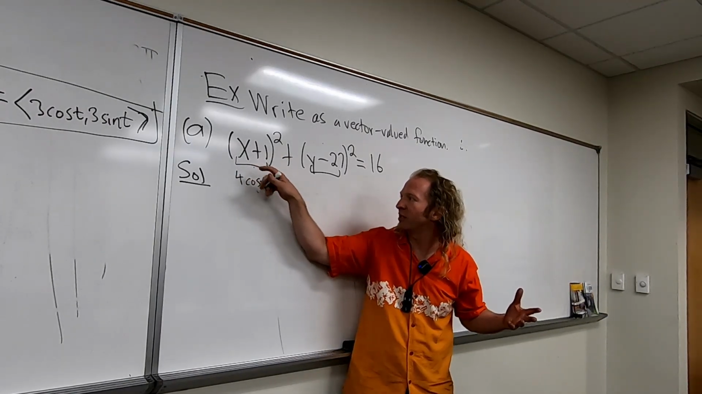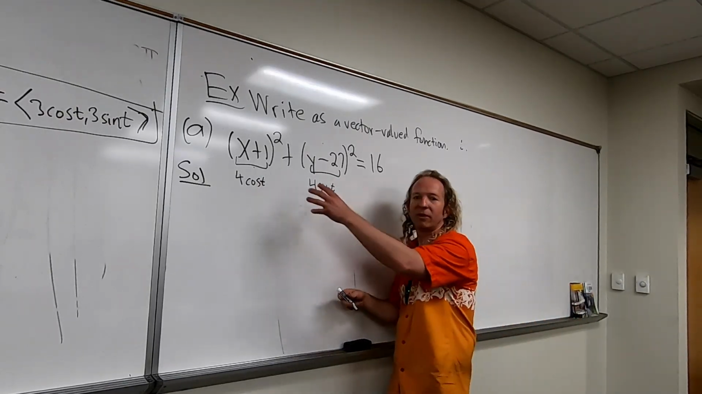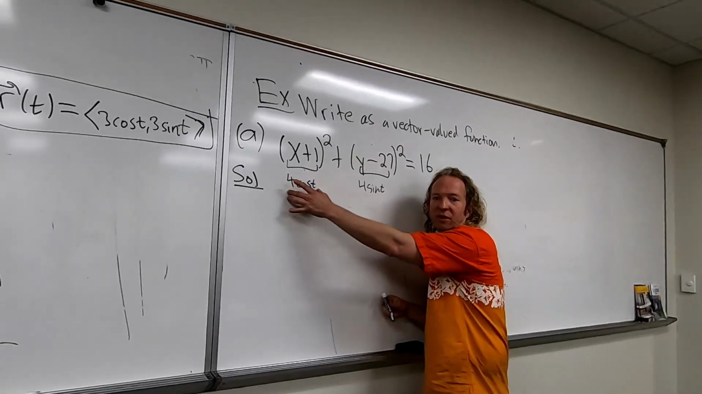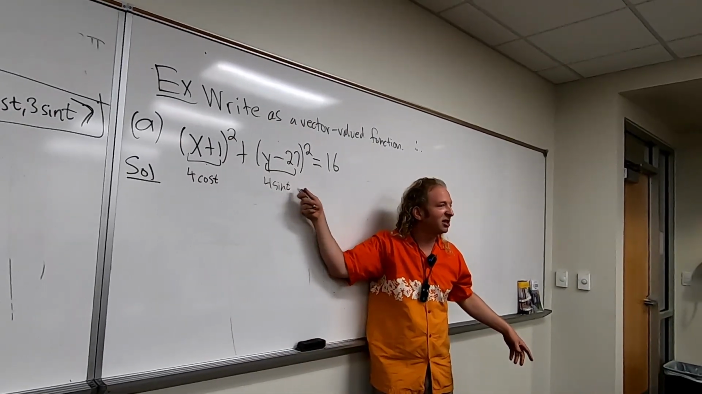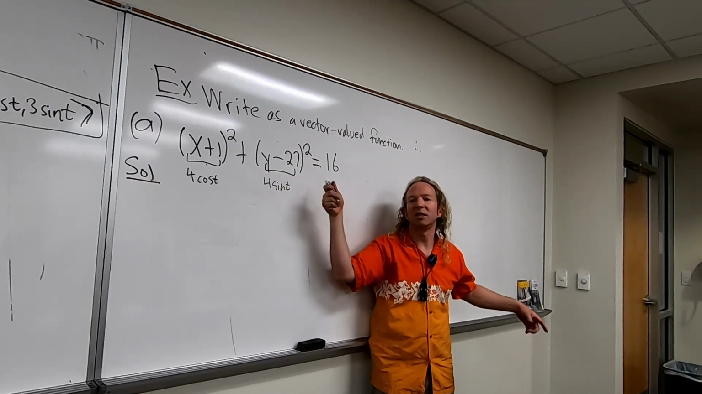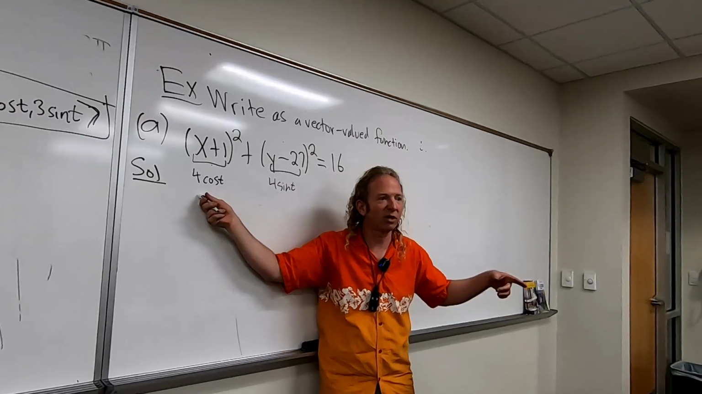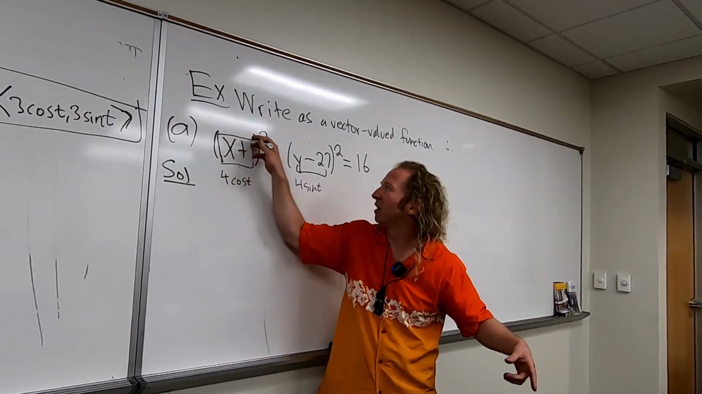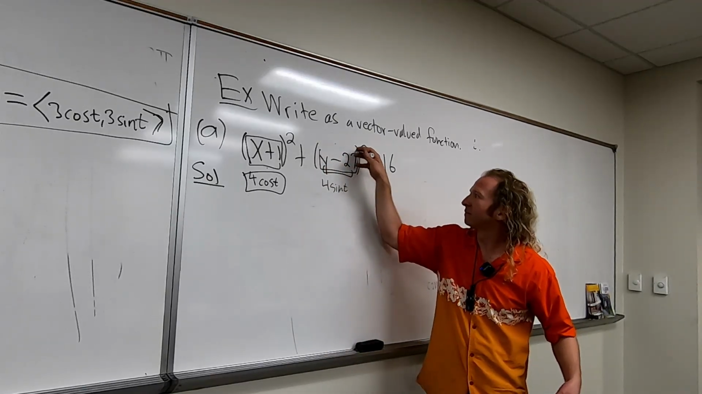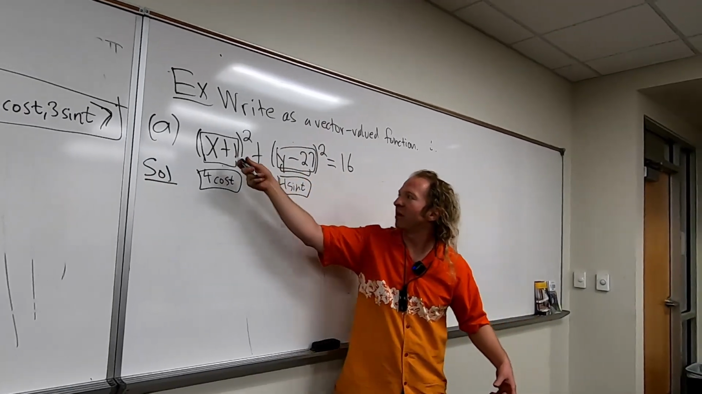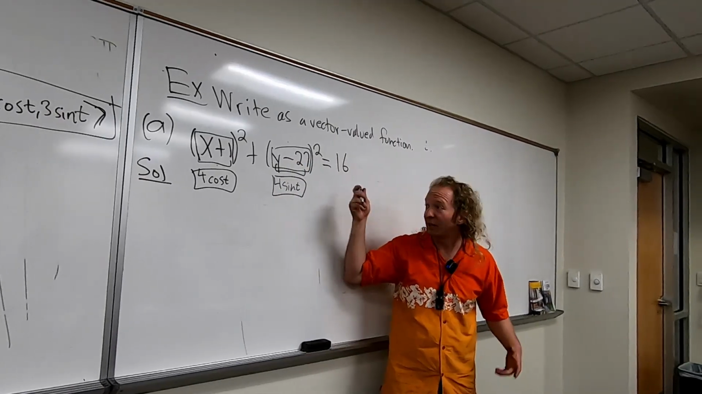So if this was 4 cosine t, and if this was 4 sine t, do you see what would happen? You would square this, you would get 16 cosine squared. You would square this, you would get 16 sine squared. And then what would you do with the 16? Pull it out. So do you all see that if these match, it'll work? So if you make this 4 cosine t, and if you make this 4 sine t, you can do it, right? Let's go ahead and write that down.